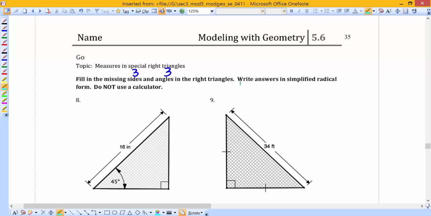It says, write your answers in simplified radical form. Do not use a calculator. What is meant by that? It doesn't mean don't ever use a calculator. It means do not use a decimal. That's what this means. You are absolutely not allowed to use a decimal. I really hope we are clear on that. No decimals allowed.